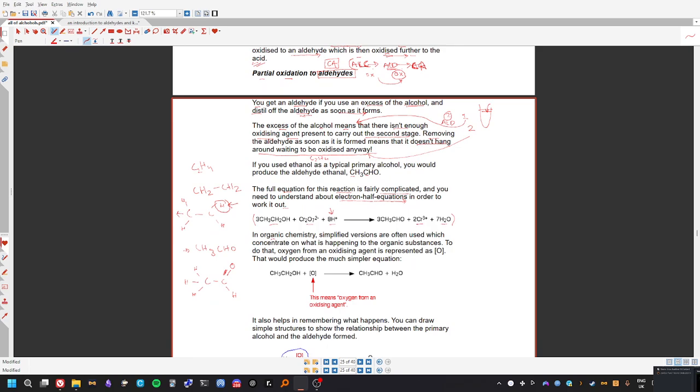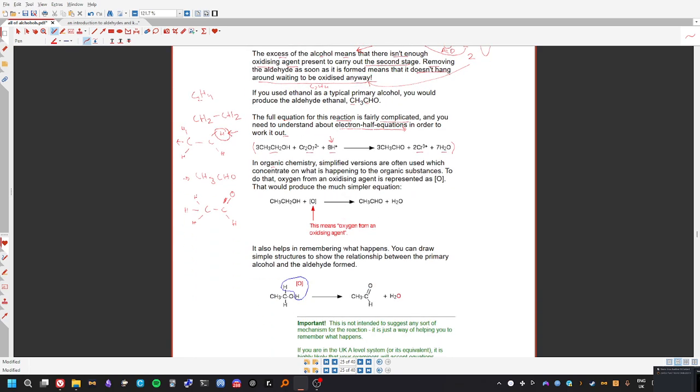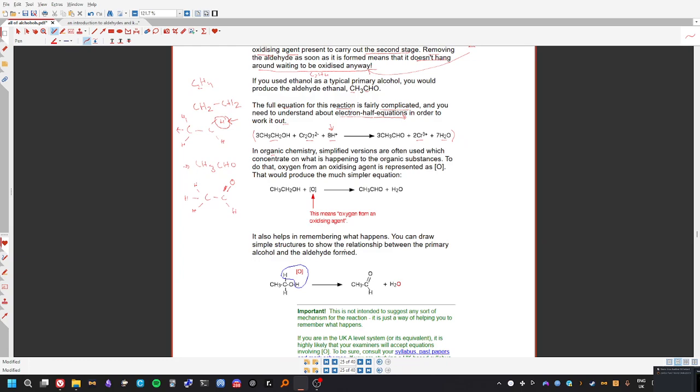Now in organic chemistry, simplified versions are often used to concentrate on what's actually happening to the organic substances. To do that, oxygen from an oxidizing agent is represented as O. Therefore, that would produce the much simpler equation. So again, as we know, in organic chemistry, we would want to simplify this huge equation. Although it's simplified from the actual equation, this is the electron half equation. We would like to simplify it even more by trying to figure out what the oxidizing agent is, which is O, and putting it in a box.